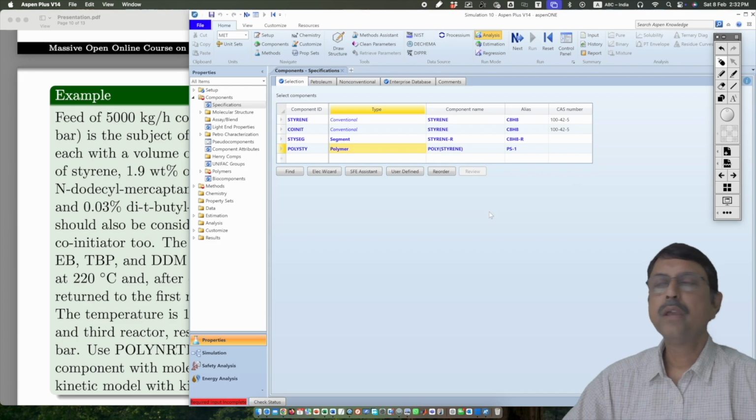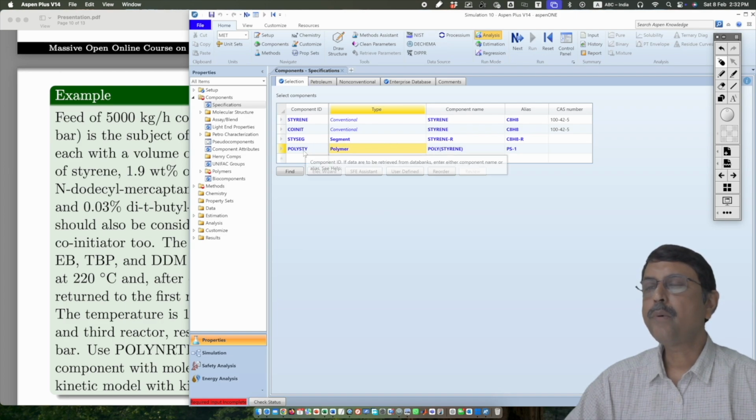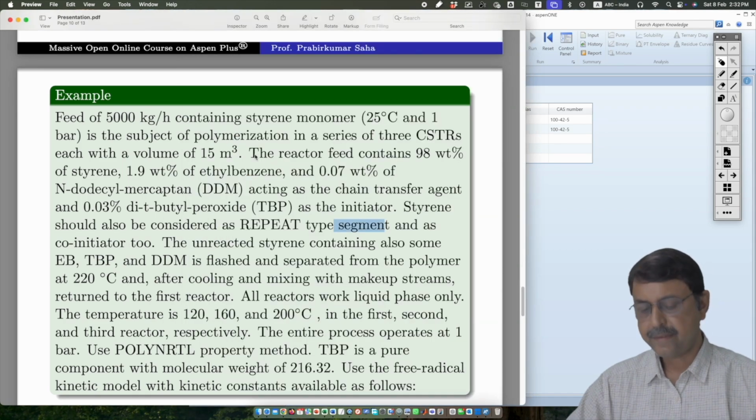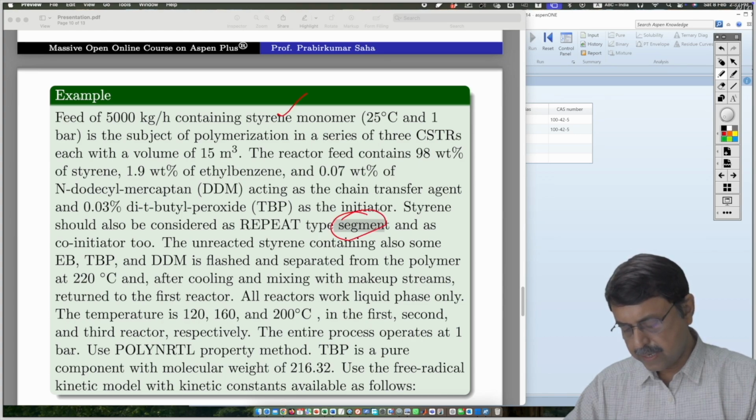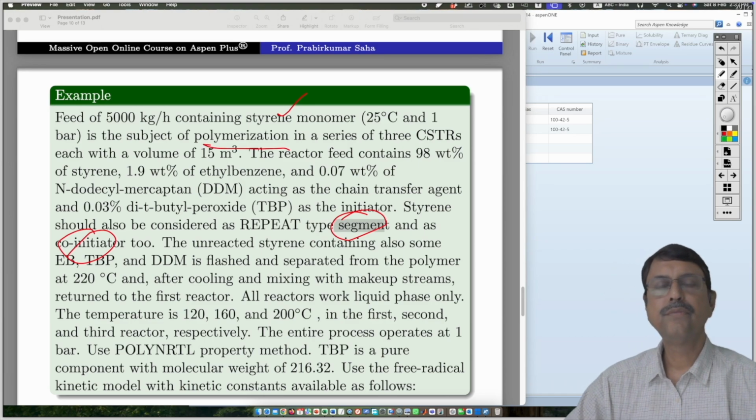Got it? So we have defined styrene in 4 ways. One is conventional styrene, that is monomer. Then styrene also as a co-initiator. Then styrene as a segment, and polystyrene as a polymer. Okay. So we have taken care of this one, this one, this one, and this one. 4 times styrene.